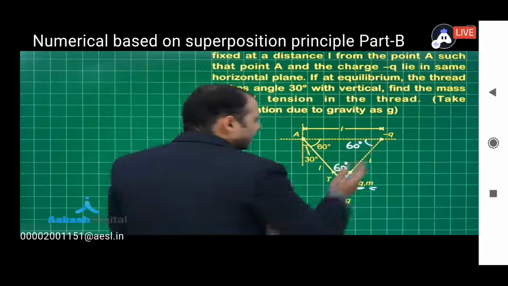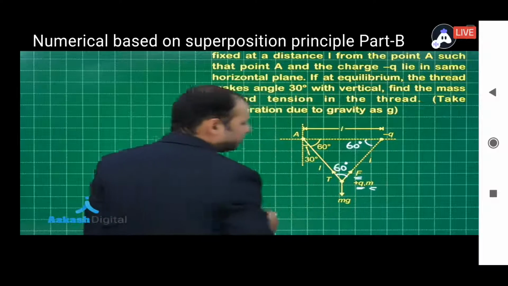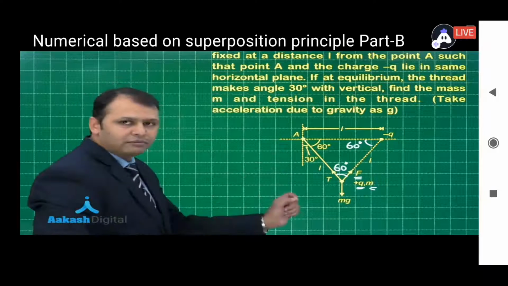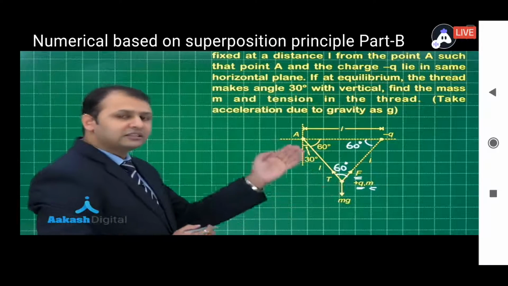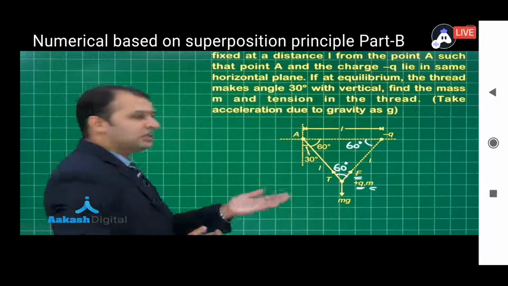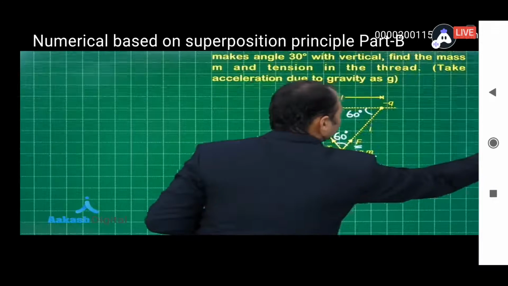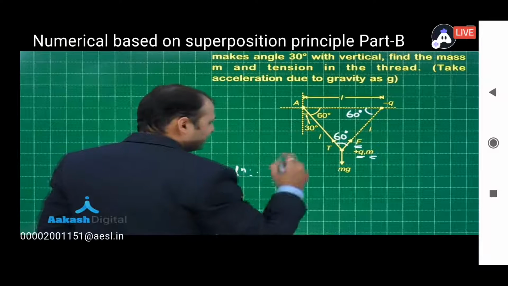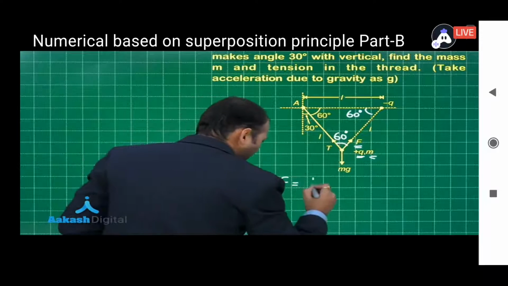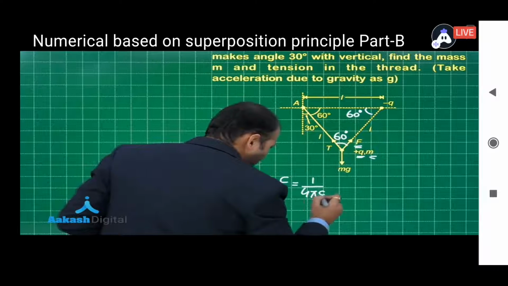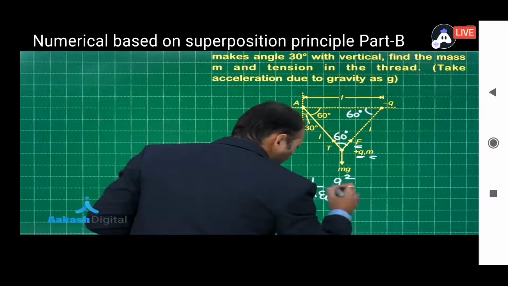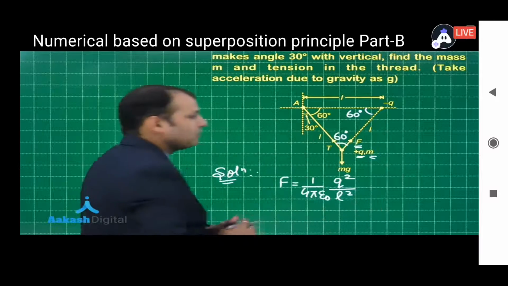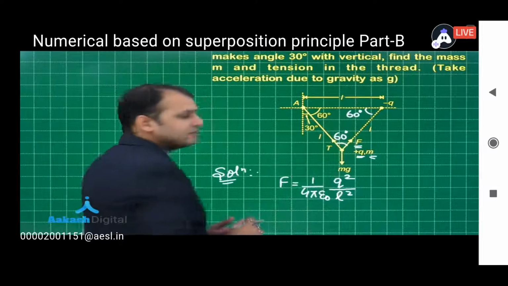Now what is the force which is acting along this direction? So this is the force. We have to find the value of m in terms of q and L, and certainly we have to find the value of tension as well, right? Now let's start with the solution. First is, what is the value of F? By magnitude, it would be 1 upon 4 pi epsilon naught q square upon L square, right? Because it is acting like this.